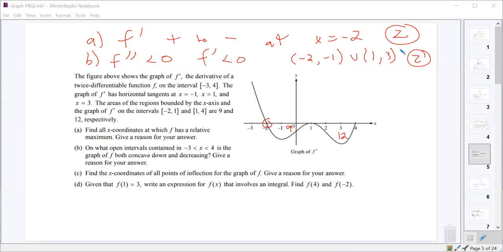Yes, so always use parentheses when you're talking about concavity. 100% of the time.